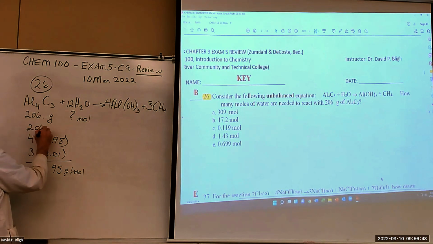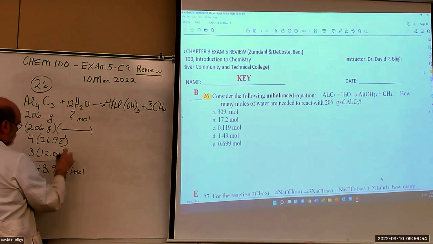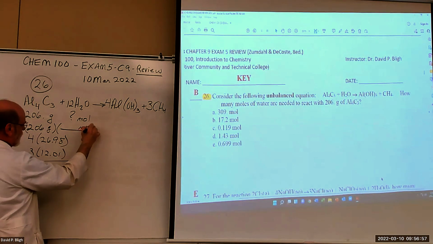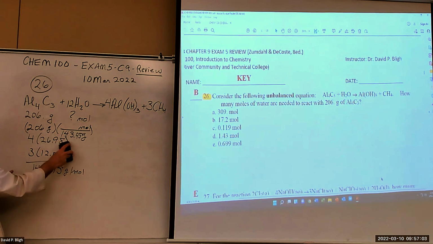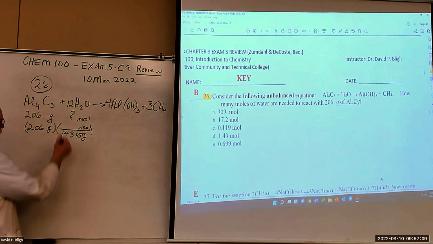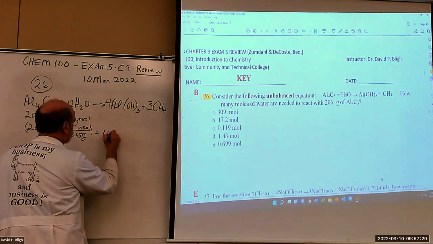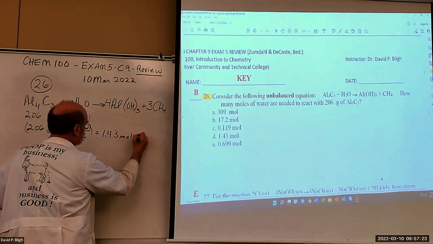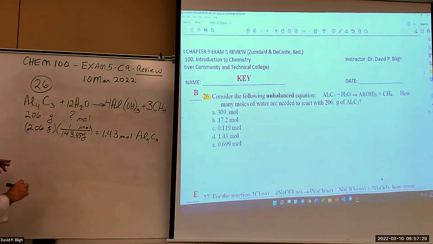So 206 grams times, this is grams on the bottom, moles on the top, 143.95. Divide that into 206, and I get 1.43. 1.43 moles of aluminum carbide. Okay, now we need moles of water.